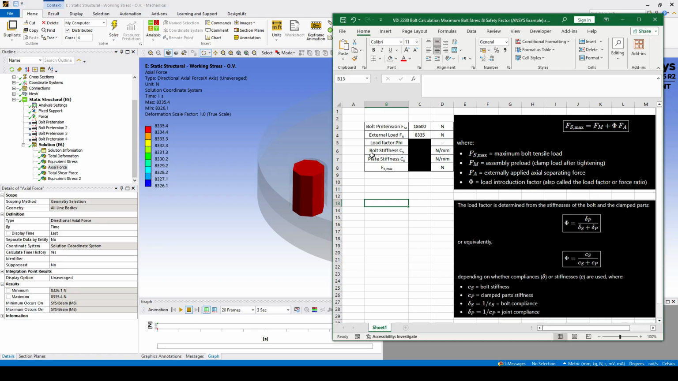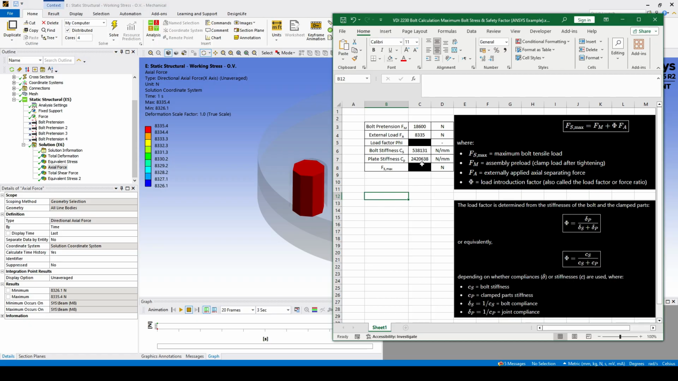And now in order to calculate the load factor phi, we need to know two important parameters, which are the bolt stiffness and the plate stiffness. In this video, I'm not deriving these stiffness values in detail because that calculation deserves its own dedicated video. So for now, we will use them to determine the load factor. In our case, the bolt stiffness is around 538,000 kilonewton per millimeter, and we have this value as the plate stiffness.